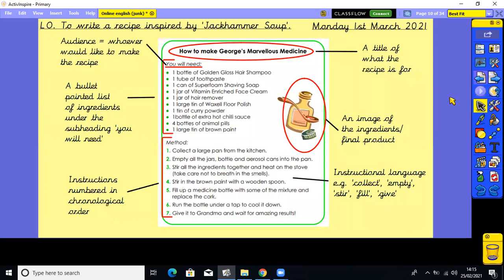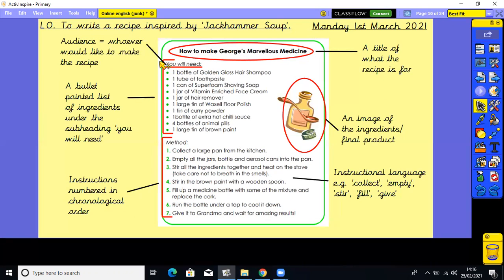Okay, so as you can see here, I've annotated George's marvellous medicine recipe. So all recipes need a title telling us what the recipe is going to be for. So here we've got how to make George's marvellous medicine. So that tells us straight away what the recipe is for. Okay, and then we've got the audience, which is whoever would like to make the recipe.